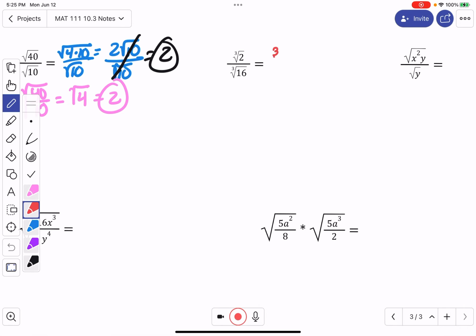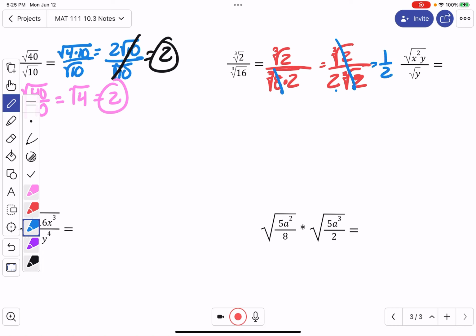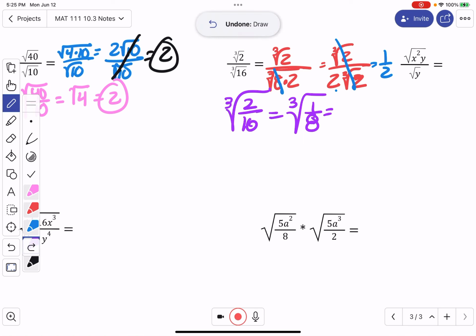Same thing here. Cubed root of 2 doesn't go anywhere. Cubed root of 16, we would do 8 times 2. Cubed root of 8 is 2, leaving the other. This becomes 2, leaving the other one inside. Those are going to cancel. We have 1/2. Our other option was to combine it, which would bring this down. 2/16 is 1/8, which becomes the cubed root of 1 is 1, and the cubed root of 8 is 2. So you still get 1/2.